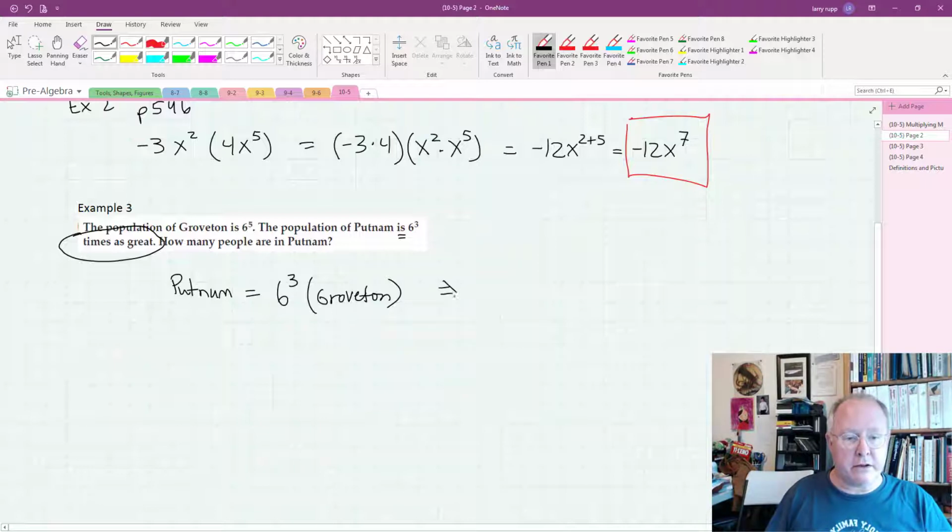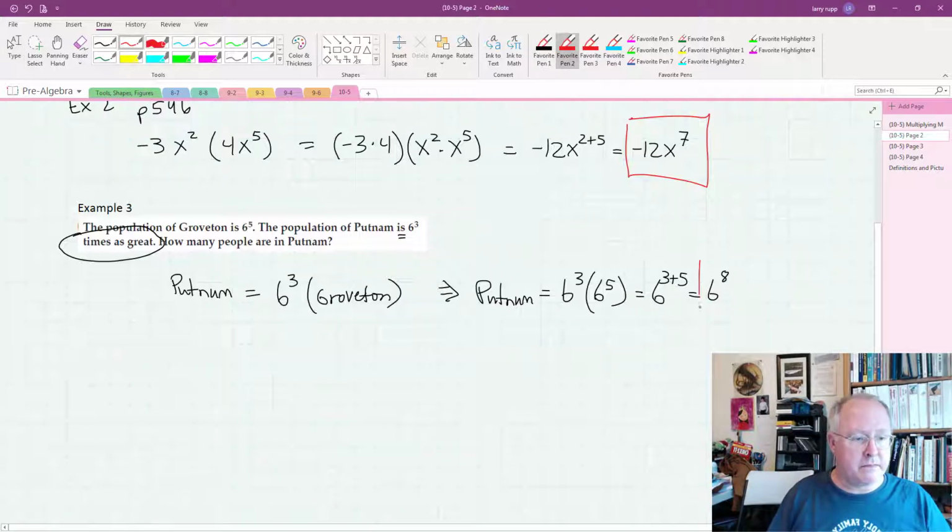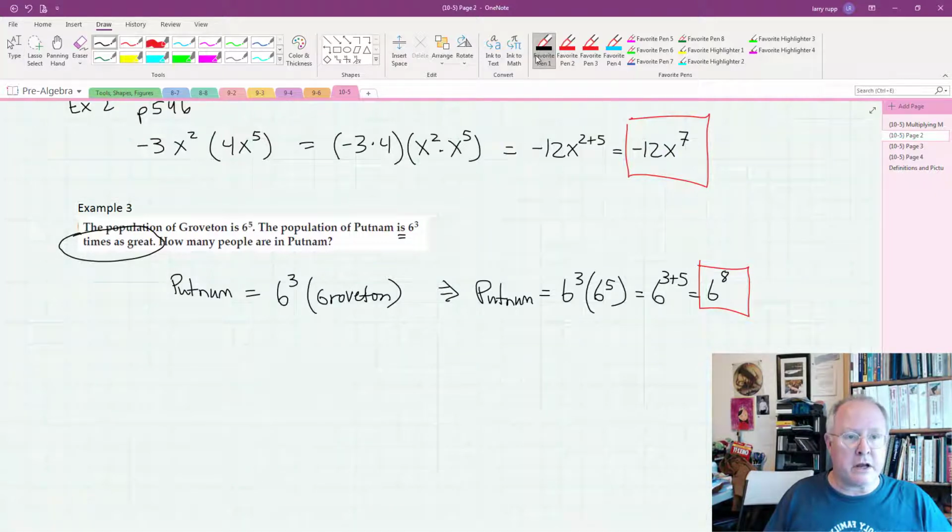So what's that look like? The population of Putnam is equal to 6 to the 3rd times, well, what's Groveton? 6 to the 5th. And that's equal to 6 to the 3 plus 5, which is equal to 6 to the 8th. Again, not so terrifying. Remember that in all of these examples we've done so far, the base has been the same, which has allowed us to do this kind of math. If the base is not the same, this does not apply. You have different rules that you need to follow, and you learn that later.